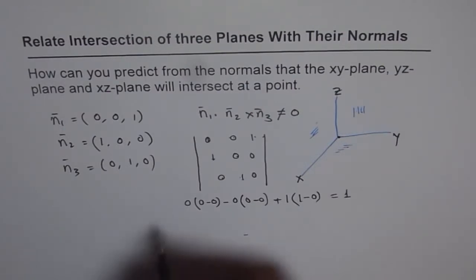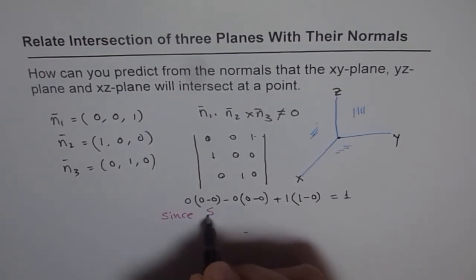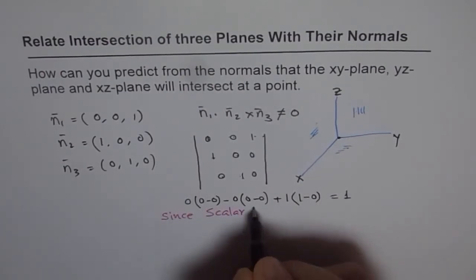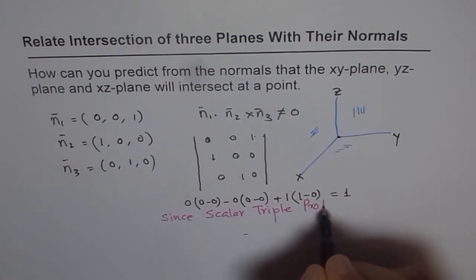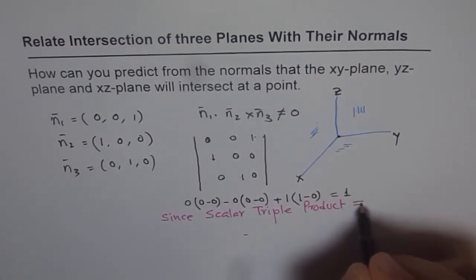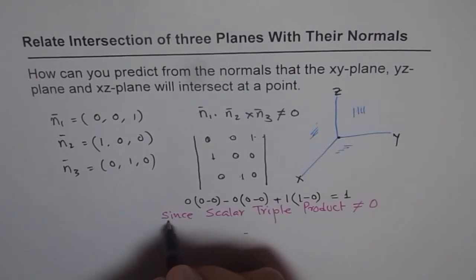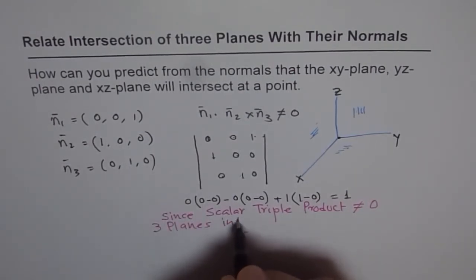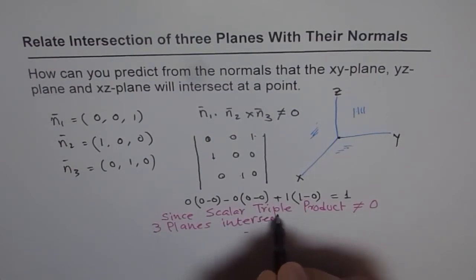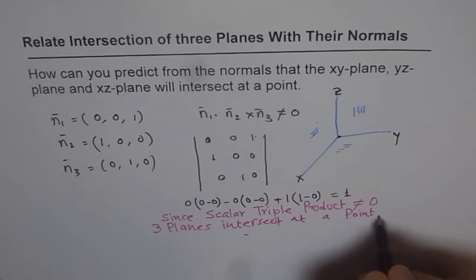Now you should remember, since the scalar triple product is not equal to 0, what is the point of intersection? One point of intersection, correct? The three planes intersect at a point, right? We call this point the origin.